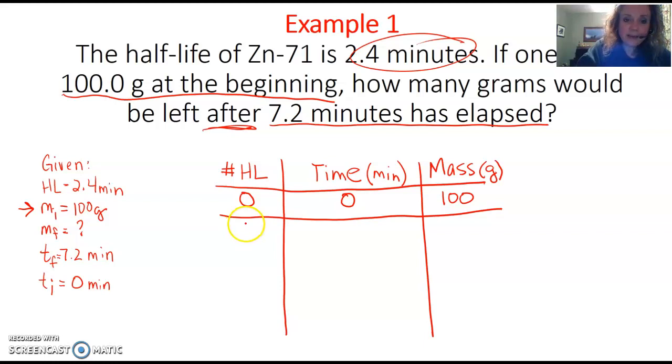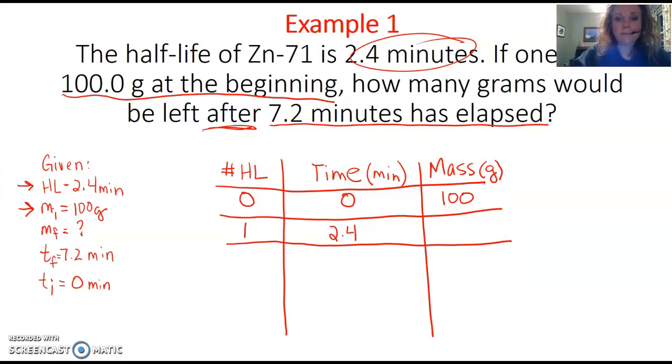So after one half-life, 2.4 minutes has gone by. How do I know? Because my inventory says that one half-life is 2.4 minutes. After 2.4 minutes, my initial mass is going to decrease by 1/2. So I'm going to take that initial mass and divide it by 2 so that I get 50.